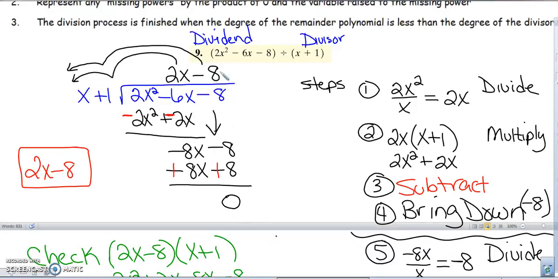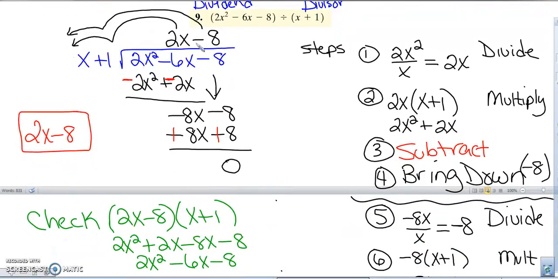So the final answer is 2x minus 8. You can always check your answers by multiplying your quotient by the divisor, and you should end up with your dividend.